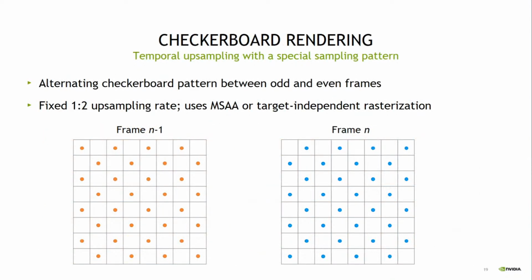One special temporal upsampling algorithm that is worth mentioning is checkerboard rendering. The name means that we alternate checkerboard sampling pattern between odd and even frames and use TAA to fill the holes. This gives us a fixed 2x upsampling rate. To get the sampling pattern rasterization, we need to use some special hardware features. And then all deferred shading and post-processing passes need to be aware of this pattern. So checkerboard rendering can be more complicated to implement than regular temporal upsampling.